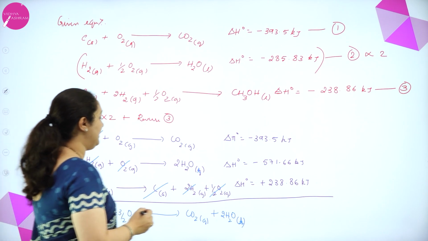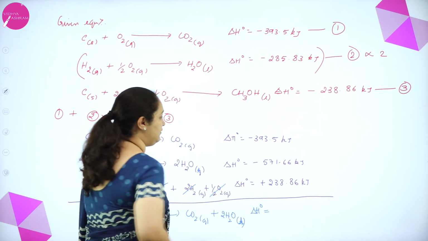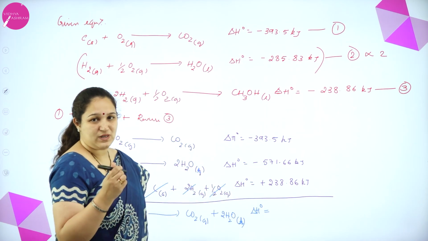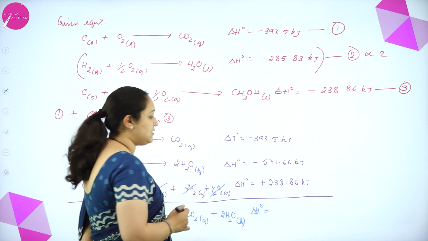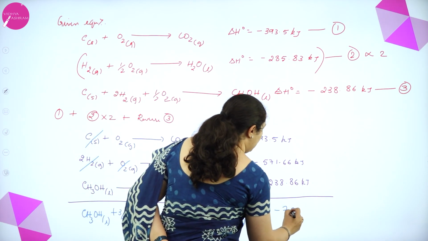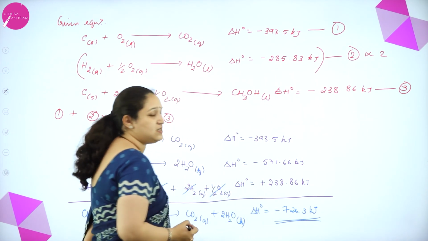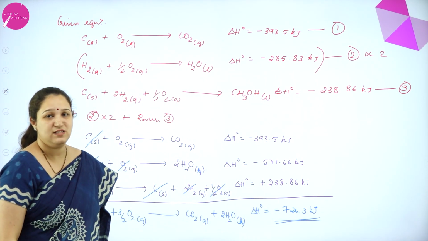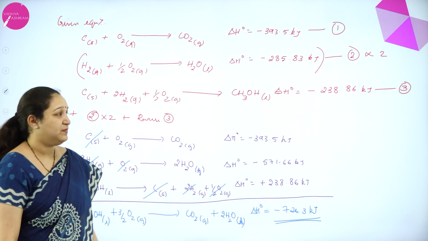Yes. So delta H naught will be what? You have to add all of this. What is the value you will get if you add it? You will get the answer as minus 726.3 kilojoules per mole. This is how you solve these problems. So I hope you have understood how to solve all of these.